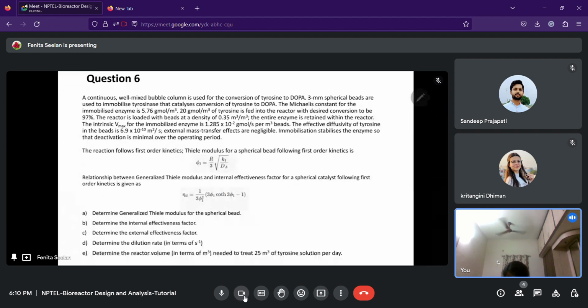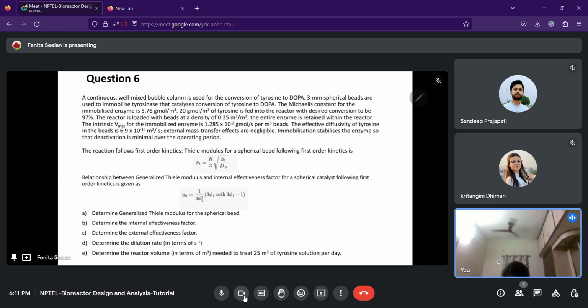The intrinsic Vmax for the immobilized enzyme is 1.285 into 10 to the power minus 2 gram mole per second per meter cube of beads. The effective diffusivity of tyrosine in the bead is 6.9 into 10 to the power minus 10 meter square per second. The external mass transfer effects are considered negligible. The immobilization stabilizes the enzyme so that deactivation is minimal over the operating period. We have to be careful while reading the question so that the important details are not missed out.